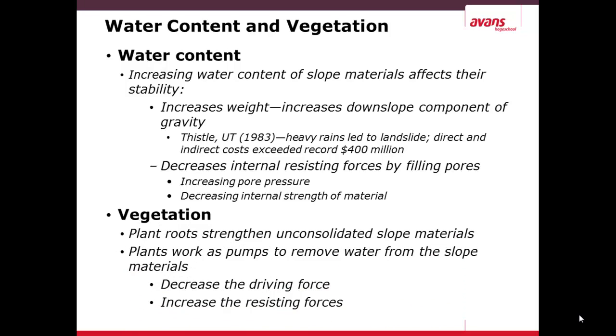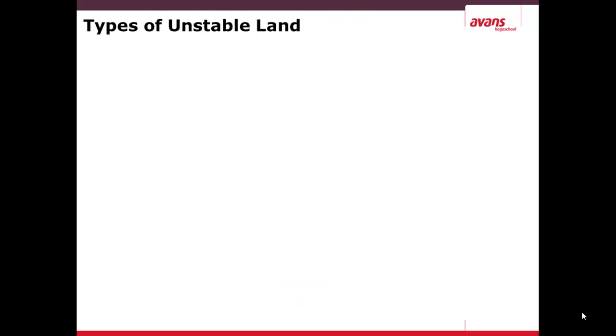Vegetation, however, has the opposite effect. Vegetation strengthens unconsolidated slope materials. The plants also work as pumps which remove the water from the ground, which in turn decreases the driving force and increases the resisting force.